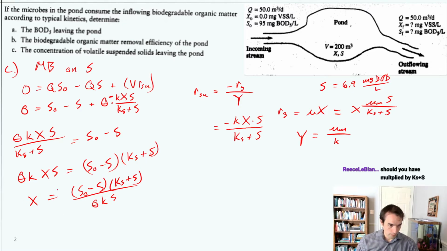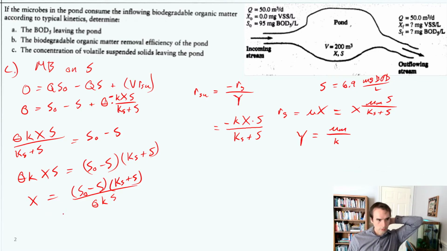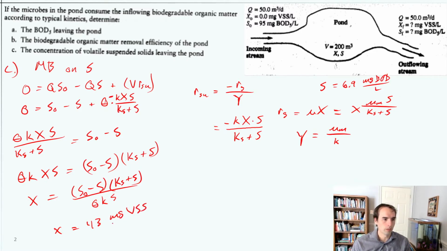So given that, we now have a term for X. This one was a bit simpler algebraically, but I still somehow managed to mess up a little bit. So we can solve for X, and when we do so, we use the parameters that we have, and it turns out that X will equal 43 milligrams VSS per liter.